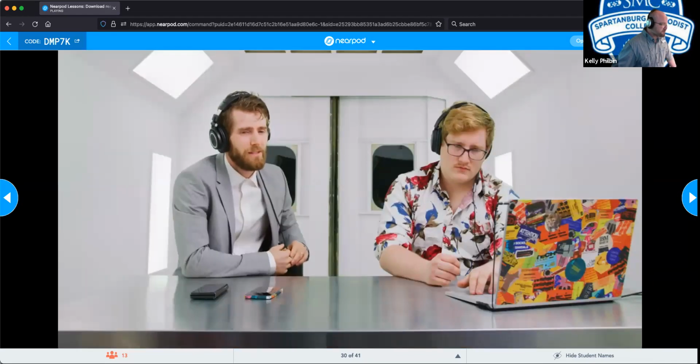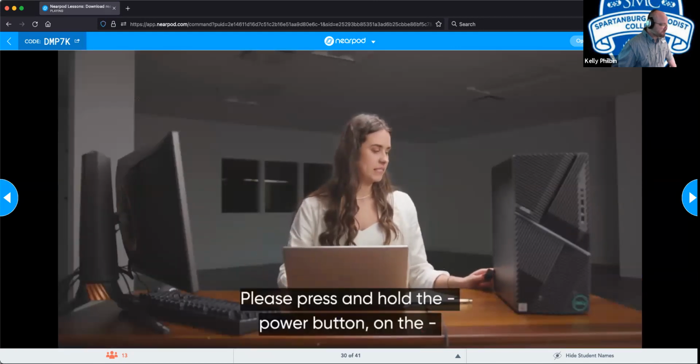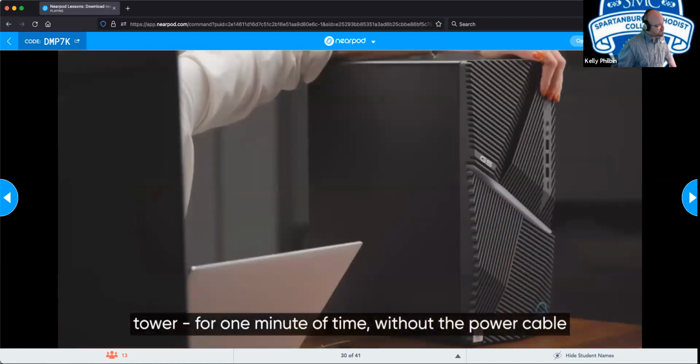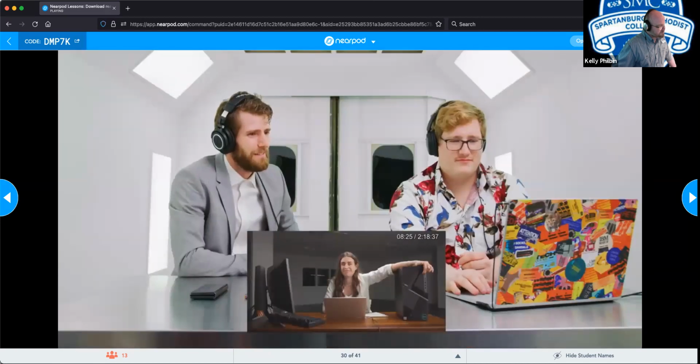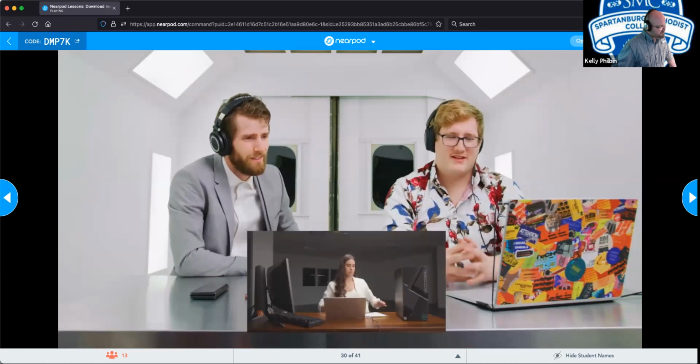Okay, we're 6.5 minutes in. We have an unplugged computer. Please press and hold the power button on the tower for 1 minute of time without the power cable. I'll let you know when to release it. She's still holding it. Oh my God, she's been holding it for 2 minutes. Yeah. Okay, here we go. Plugs it in.